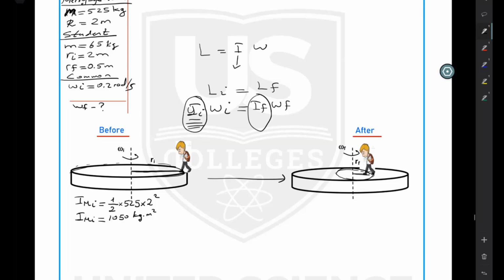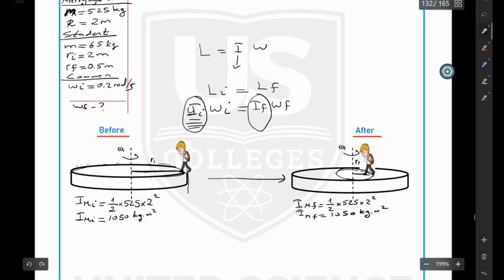As I said, the merry-go-round is a rigid object. Its shape is not changing. The final moment of inertia after the interaction will be the same again. So I can also calculate: the merry-go-round will have a final moment of inertia which is exactly the same. Again, 1/2 times 525 times the square of 2. Again, it will be 1050. What is the cause? Because there is no change in the shape. The moment of inertia of the merry-go-round is not changing.